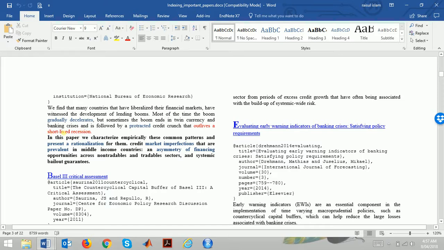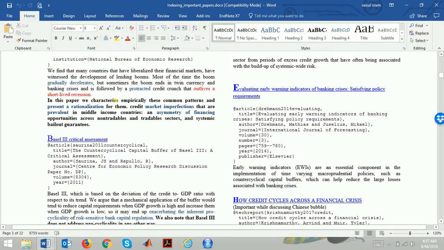Most of the time, a boom gradually decelerates, but sometimes the boom ends in twin currency and banking crises and is followed by a protracted credit crunch that outlives a short-lived recession. In this paper, we characterize empirically these common patterns and present a rationalization for them: credit market imperfections that are prevalent in middle-income countries, and asymmetry of financing opportunities across non-tradable and tradable sectors.